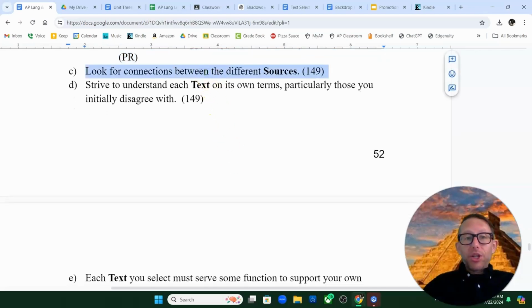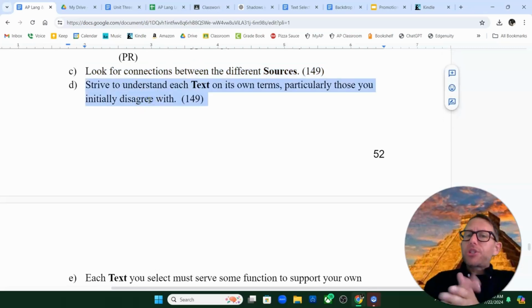Of course, you want to be looking for the connections between the different sources. Where are they similar? That doesn't mean you're ignoring what is different about them, but you want to know what is similar about them as well, particularly as they might overlap in terms of your thesis in particular. So those are things to think about there.